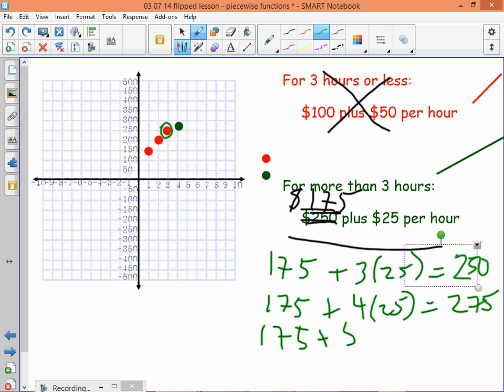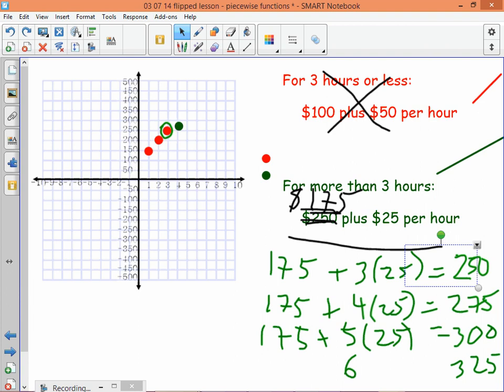Okay, great. The next point after that, 175 plus 5 times 25, which is going to be 300. We're getting the pattern here. That's for 5. For 6, we'd have 325, etc. Okay, this is all linear, so the patterns are easy to see. So 5 comma 300 and 6 comma 325.